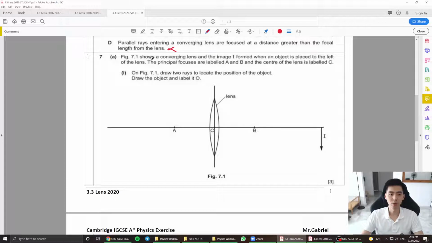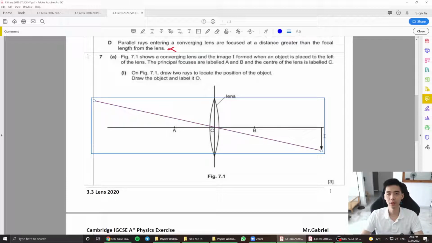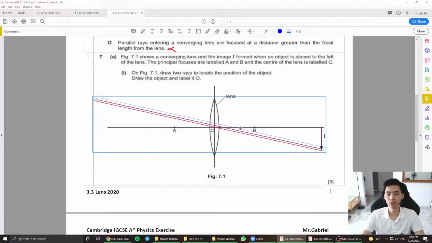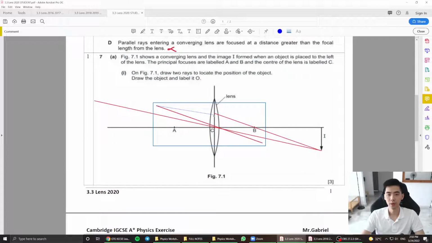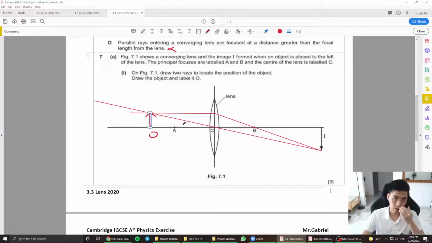Okay. Figure 7.1 shows a converging lens and the image I formed when the object is placed to the left of the lens. The principal axes are labeled A and B and the center is labeled C. Draw 2 rays to locate the position of the object here. Very straightforward. Draw one ray that cuts through the optical center here. Then after that, draw another ray that cuts through the principal axis until the normal here. And after that, draw one more ray that is a straight horizontal line, parallel with the principal axis here. Wherever the light rays meet, that is where your object will be. It's just working the other way around.